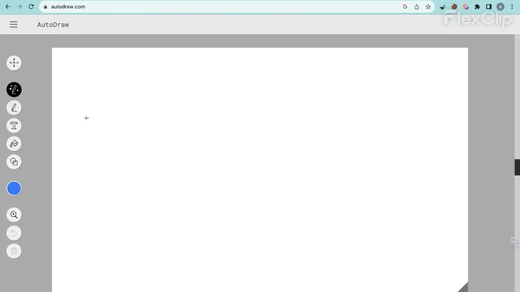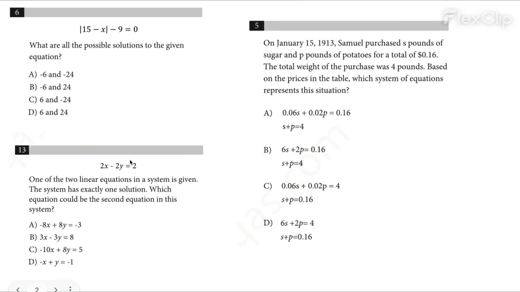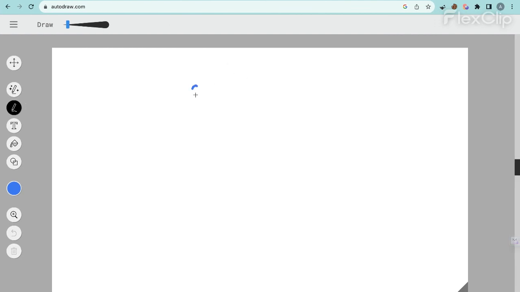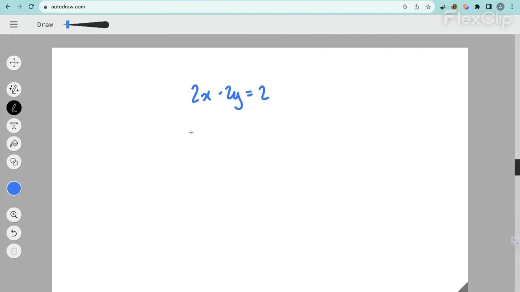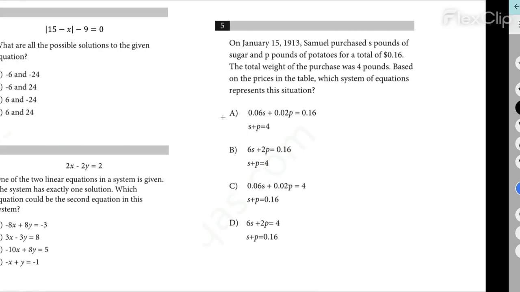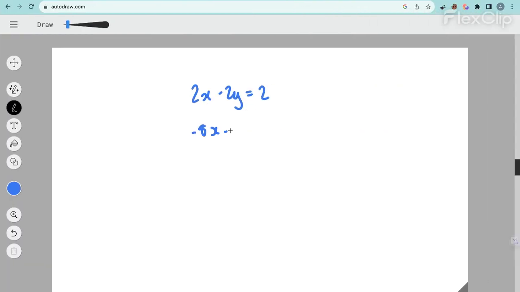All right, so let's get started. So we have 2x minus 2y is equal to 2. And then we have negative 8x plus 8y equals negative 3. Let's assume we're going to use elimination.